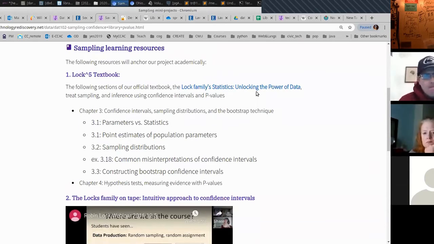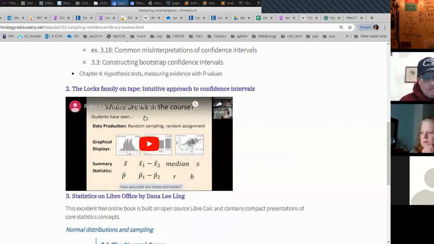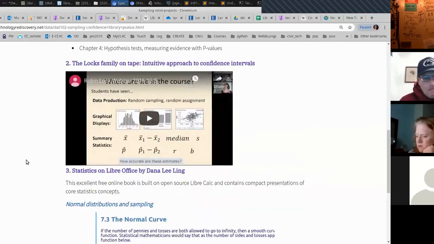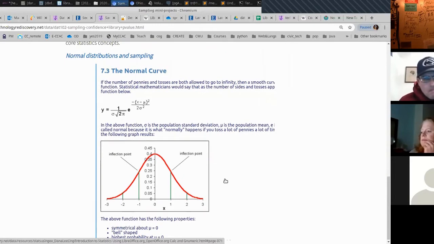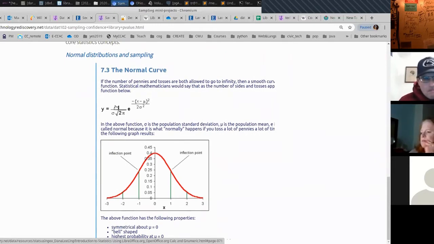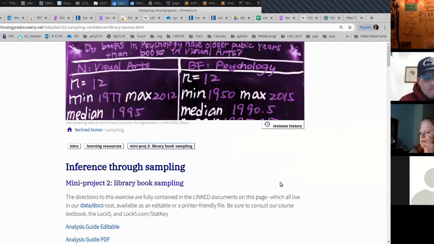The first is a reference to the Lock 5 textbook, if you have that, chapter 3 on confidence intervals. I also posted a video of the Locks. I think we got a mama Lock and a daughter Lock discussing sampling using their own tool for about an hour. And then I also posted a link to a textbook created around LibreOffice Calc for sampling and statistics using Calc. So as we go through this, remember we have those resources there.